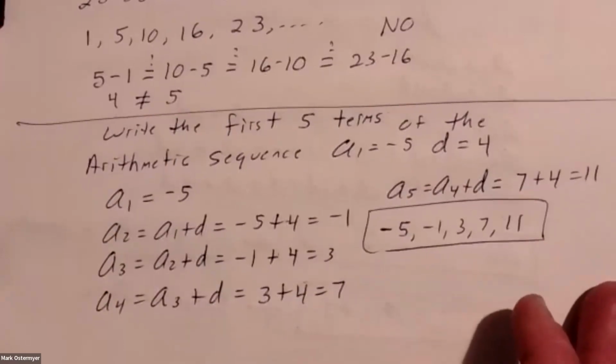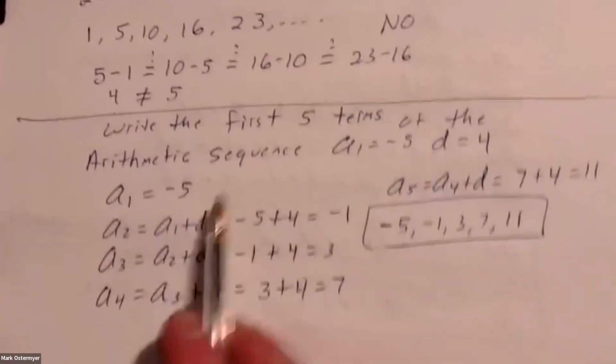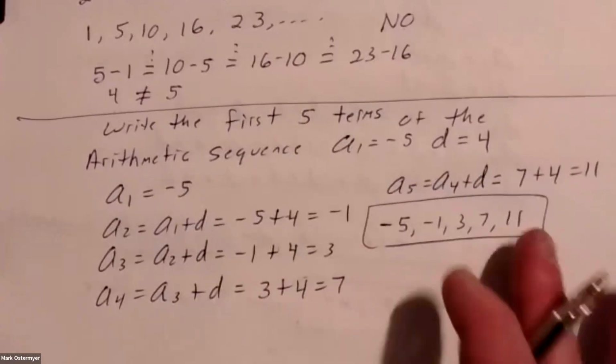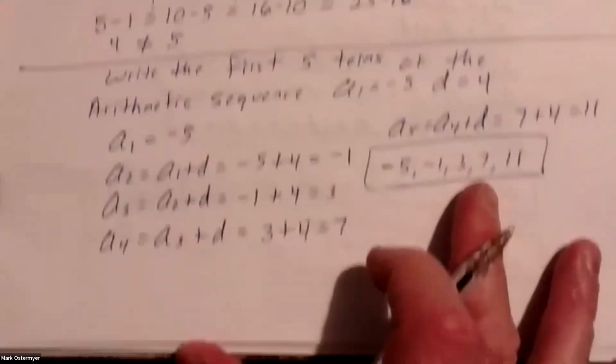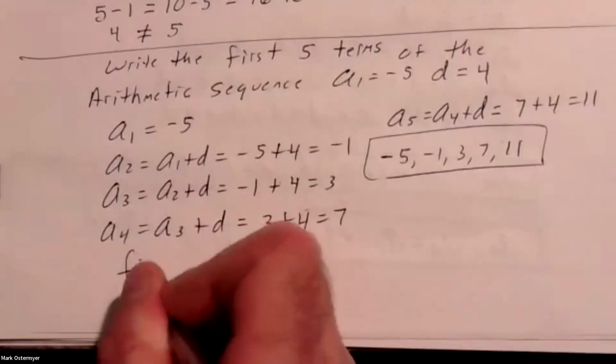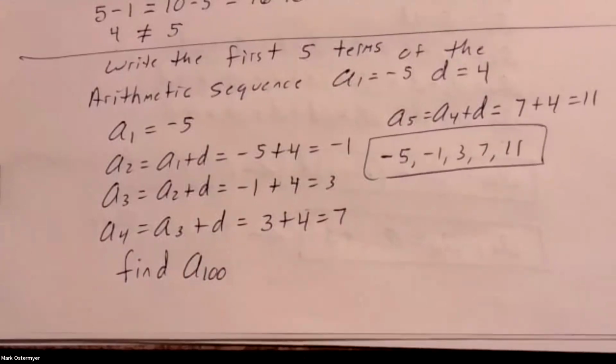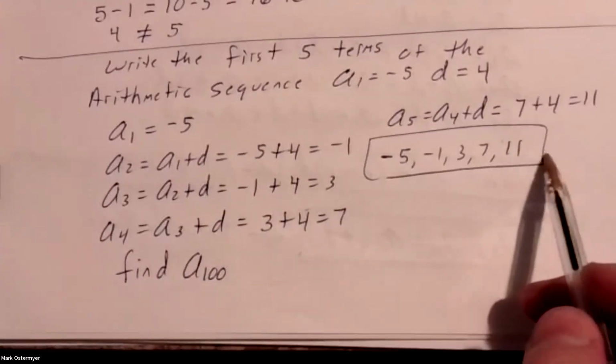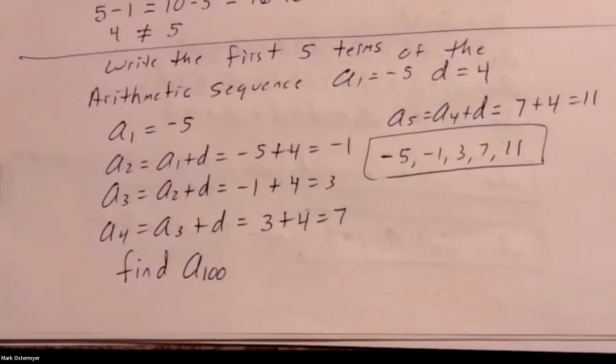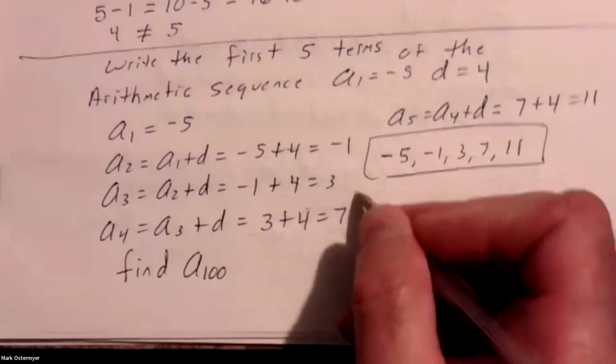Okay, now I'm going to take this problem further. I'm also going to insist that we find the 100th term of this sequence. Now, the long, laborious way of doing this is to continue adding 4 till we get up to the 100th term, which is going to take forever. There's got to be an easier way. The easier way is to use our nth rule we developed on the previous page.